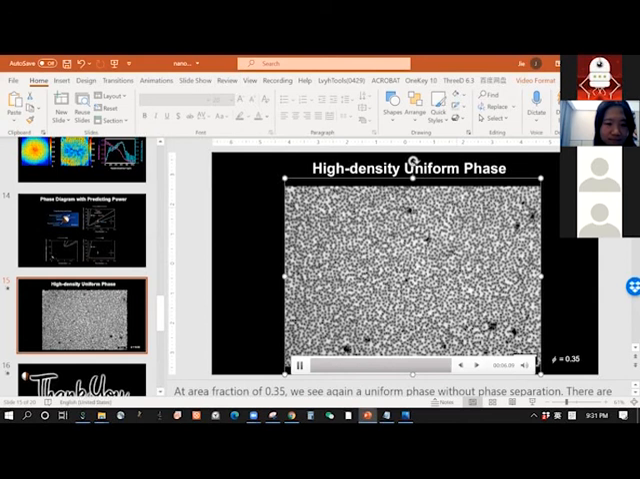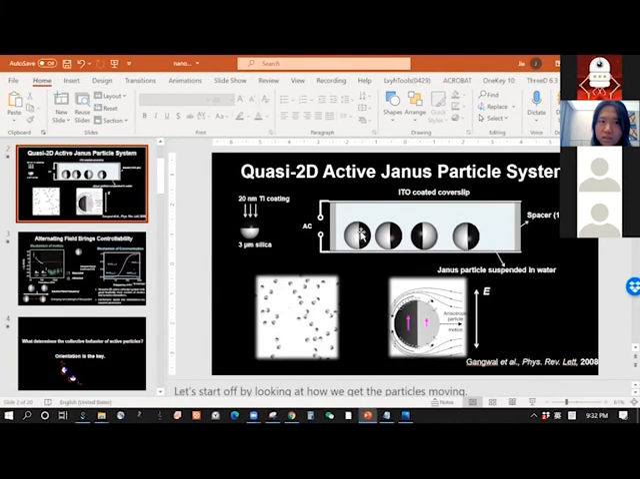I'm sorry, just a small question. You are tuning the Janus particle with an electric field, right? Yes. Because the Janus particle is metal, you can use the electric field to tune the torque and motion, right? Right, because the polarizability of the two hemispheres is very different. Okay, so then you can also use a magnetic field or other fields, right? If you have a magnetic coating, sure. Okay, cool. Thank you.